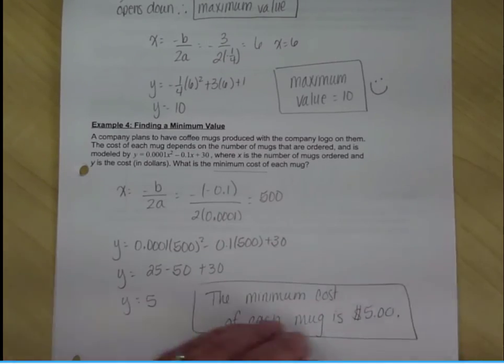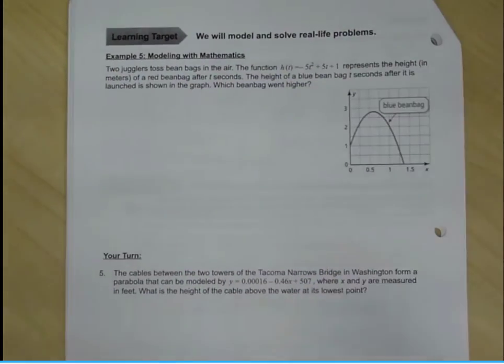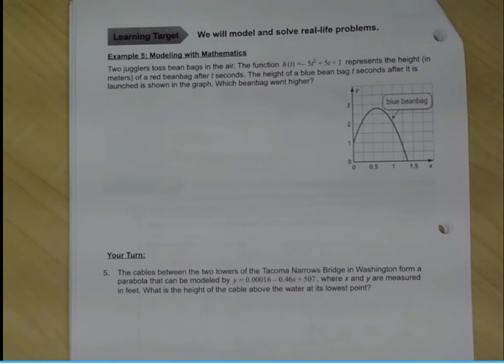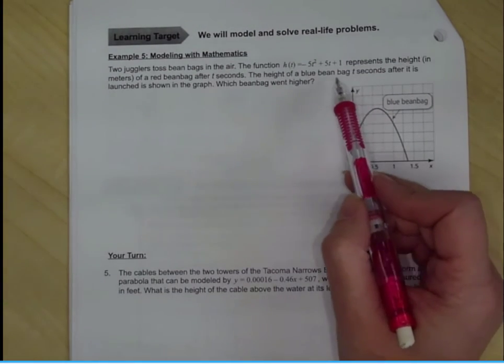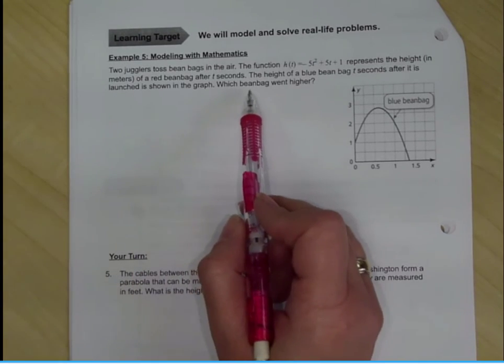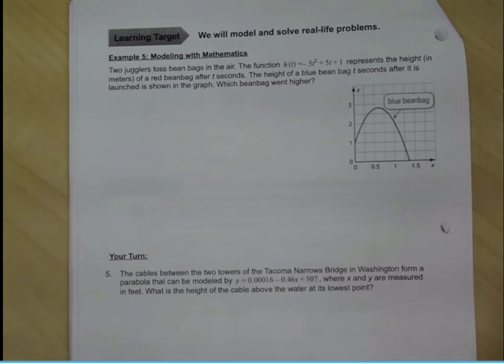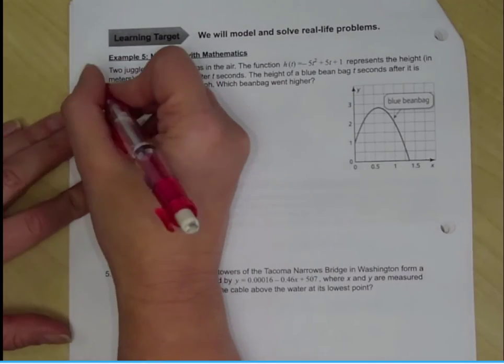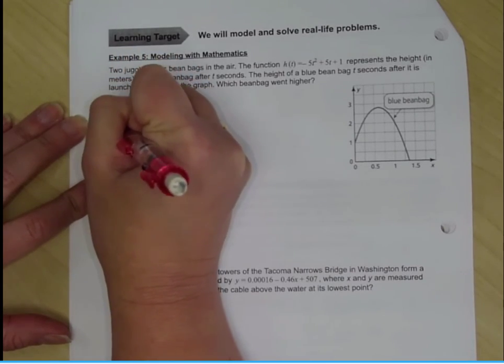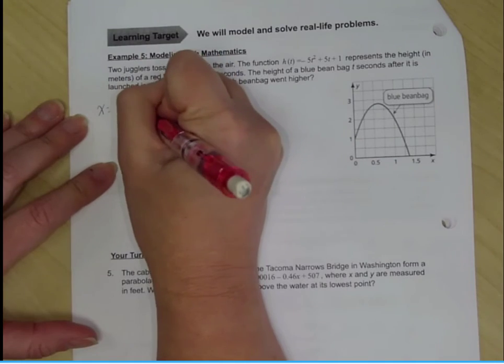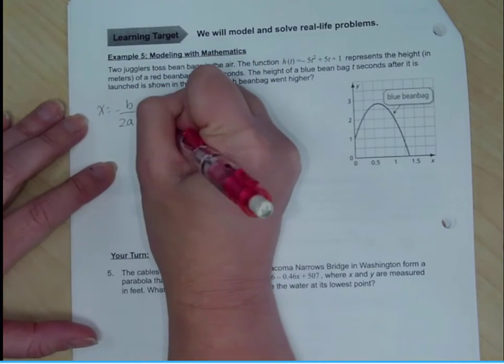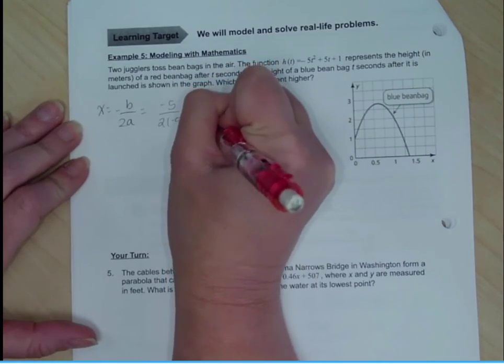So now let's take a look at example 5. Two jugglers toss a beanbag in the air. The function represents the height in meters of a red beanbag after t seconds. The height of the blue beanbag, t seconds after it's launched, is shown in the graph. Which beanbag went higher? Well, in order to do that, we need to find the vertex of the red. So X equals negative B over 2A. So we've got negative 5 over 2 times negative 5, which gives me a positive 1/2.